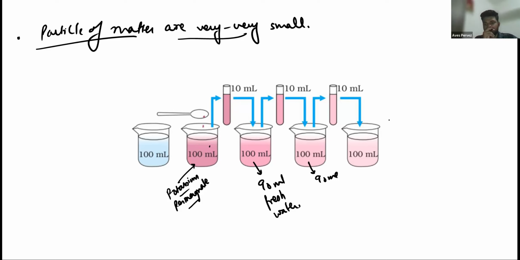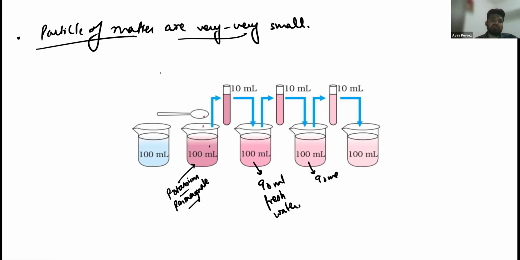It simply means that the color is still there, though decreasing, which is why we say that the particles of matter are very, very small. They are just continuously dividing themselves. Only 2 or 3 crystals of potassium permanganate can give a purple or pink color to 1000 liters of water. How is this possible? Because particles of matter are very, very small. They keep on dividing and can spread in even 1000 liters of water. So this shows that particles of matter are very, very small.